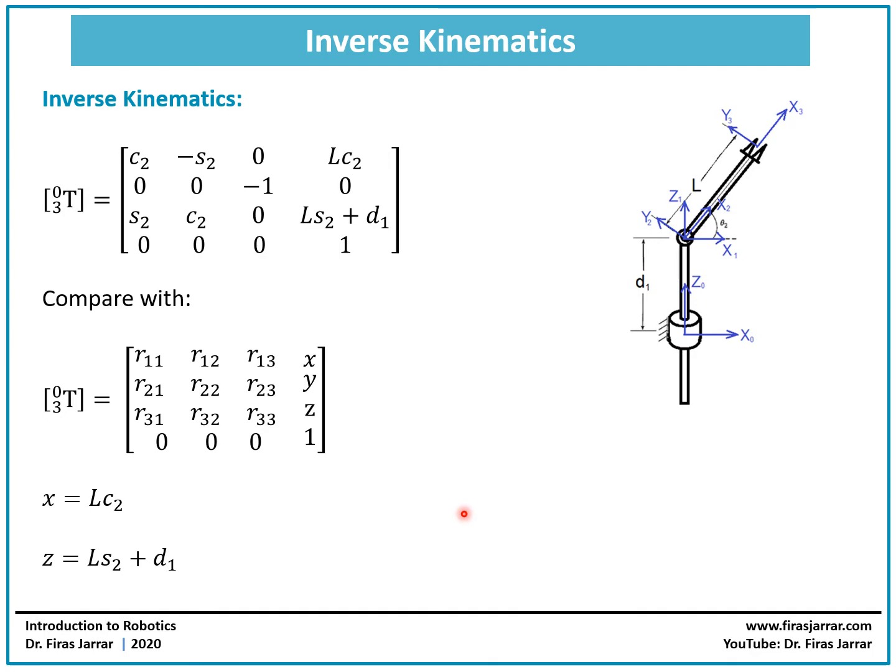Now the goal is to, from this problem, figure out what are the values for theta 2 and the value for D1 in order to accomplish certain X and Z values for the end effector. So the inverse kinematics is the opposite of the forward kinematics problem. Now you have a certain desired value, or a position for the end effector, and you need to determine the joint variables which will take you there, the D1 and theta 2 in this case.